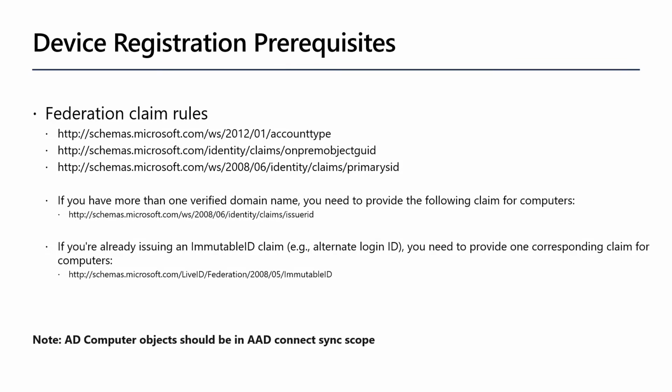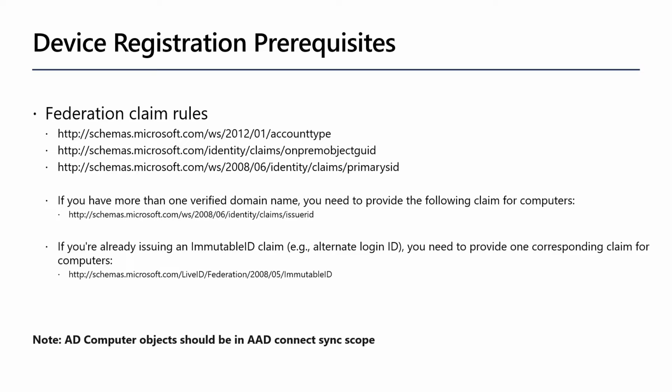To get device registration to succeed when you have a Federation service, additional claim rules should be configured on your Federation service. By default, you should create the account type, on-prem object GUID, and primary SID claim rules to be issued during device registration. And if you have more than one verified domain, you should configure the issuer ID claim. And additionally, if you are using the immutable ID claim, for example, if you are using an alternate login ID, you need to make sure your Federation service is configured to issue the immutable ID claim as well.